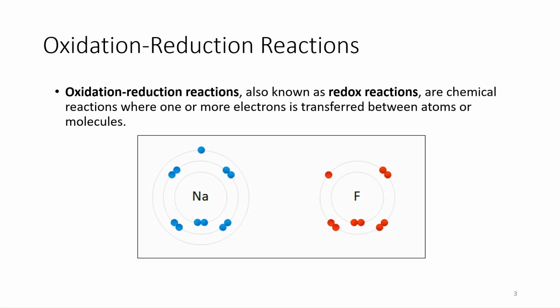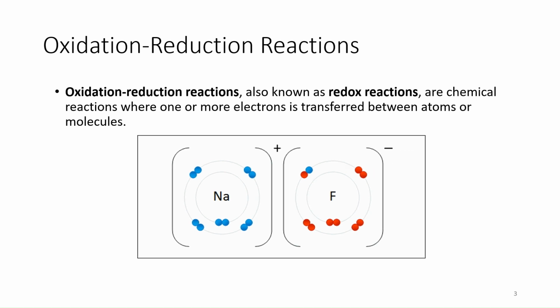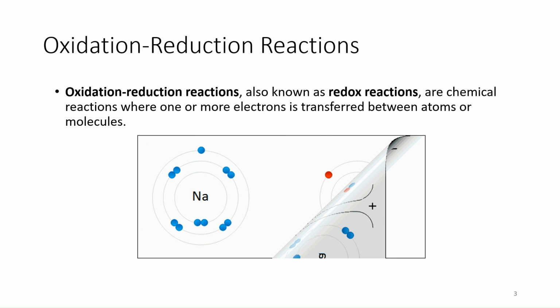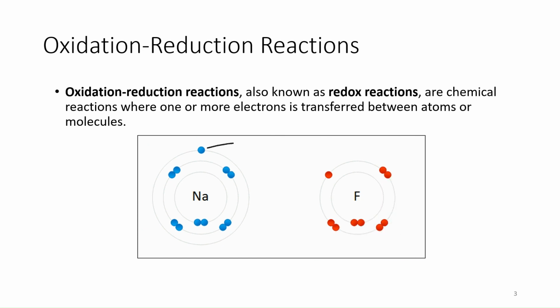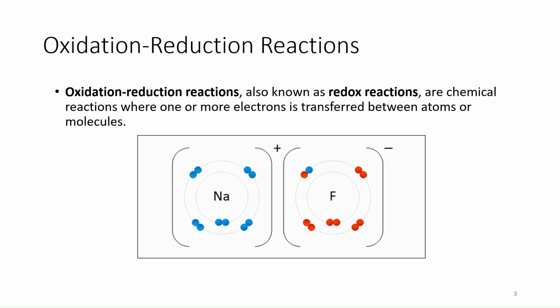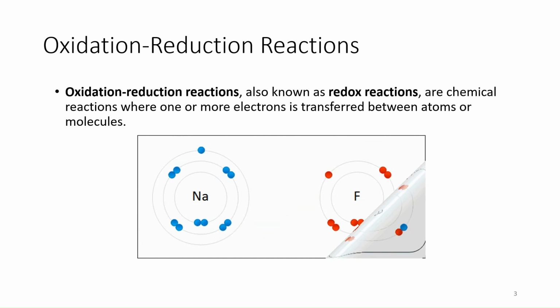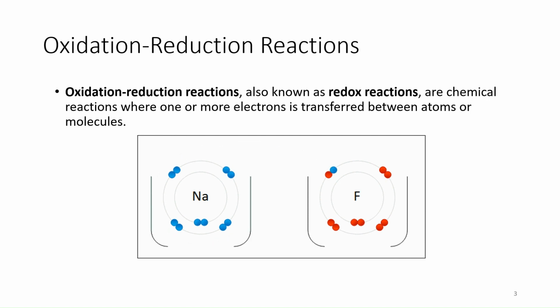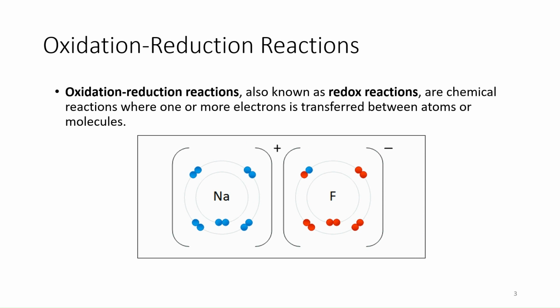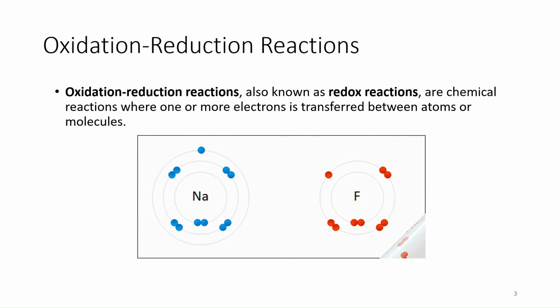Oxidation reduction reactions are a specific type of chemical reaction where one or more electrons are transferred between atoms or molecules. As you see here with sodium fluoride, the sodium has an electron, seen in blue, that is transferred to fluorine and becomes a part of fluorine's electron collection. Consequently, sodium becomes positively charged because it's lost a negatively charged particle, the electron, and fluorine gained a negatively charged electron, and so its charge becomes negative.